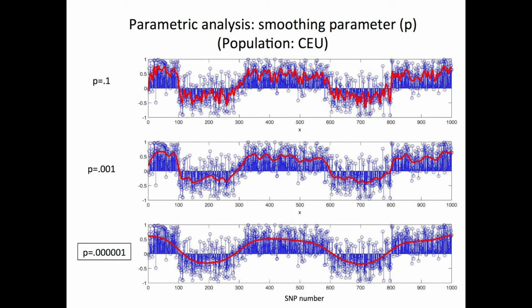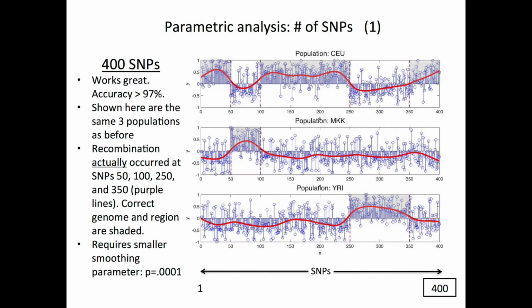For some parametric analysis, one thing I did was vary the smoothing parameter p. That's shown here, top to bottom, p is getting smaller. And I settled upon a value that worked best. I suppose I shouldn't call it p-value though because that's confusing. The smoothing parameter. Another thing I did was vary the number of SNPs to see just how few I could get away with. I had to make some adjustments such as to the smoothing parameter, and you can see the shaded gray regions are where the red line, the smoothing spline, should be positive, and for the most part it seems to be doing a fairly good job, and indeed accuracy was greater than 97% still.